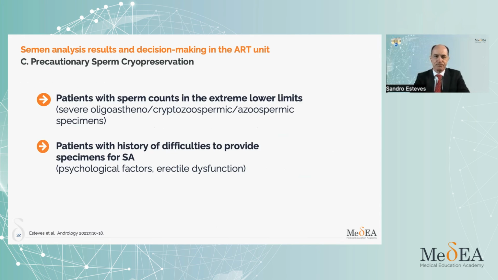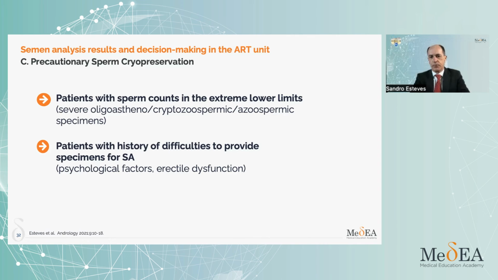The semen analysis results are also potentially beneficial to deciding on the need to cryobank sperm as a precautionary measure. This strategy can be of particular value for patients with sperm counts at the extreme lower limits, including patients with semen analysis showing fluctuations between azoospermia, severe oligozoospermia, and cryptozoospermia. These patients are usually under a lot of stress during the ART treatment and may have difficulties providing a specimen suitable for ICSI on the day of oocyte pickup.